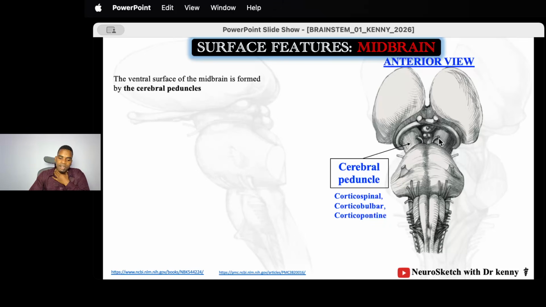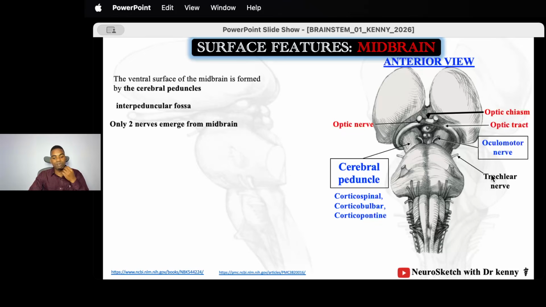Between the two cerebral peduncles, we have a fossa which is called the interpeduncular fossa. Inter means between, interpeduncular fossa. And as I've told you, the midbrain is associated with only two cranial nerves, cranial nerve number 3 and number 4. And cranial nerve number 4 is the only nerve which is exiting the brainstem dorsally, coming from posterior. All other cranial nerves will come either ventrally or ventrolaterally, with the exception of the trochlear nerve, cranial nerve number 4, which is coming from the posterior surface of the midbrain.